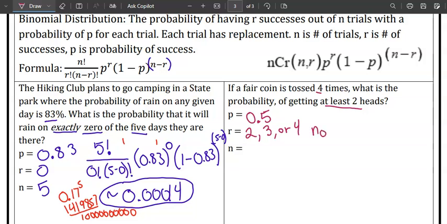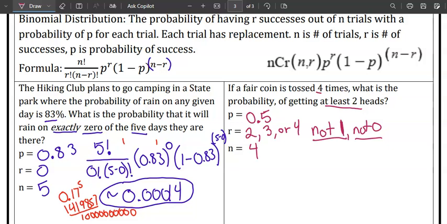Also known as not 1 and not 0. What you could do is add up the probabilities of 2, 3, or 4, or have 1 minus the probabilities of not 1 and not 0. The number of trials is 4 times. We'll go ahead and add up the probabilities of 2, 3, or 4. But remember, you could also do it by taking the complement of 1 and 0.